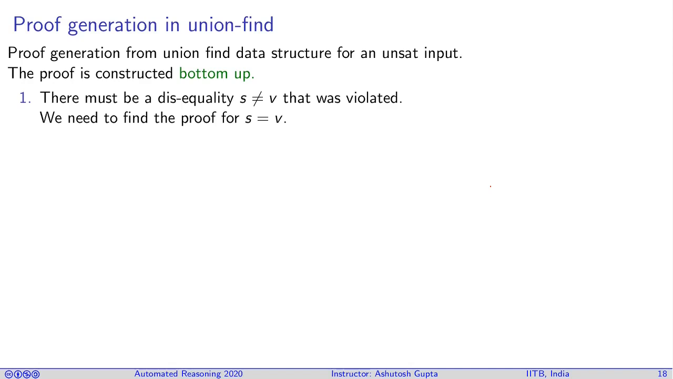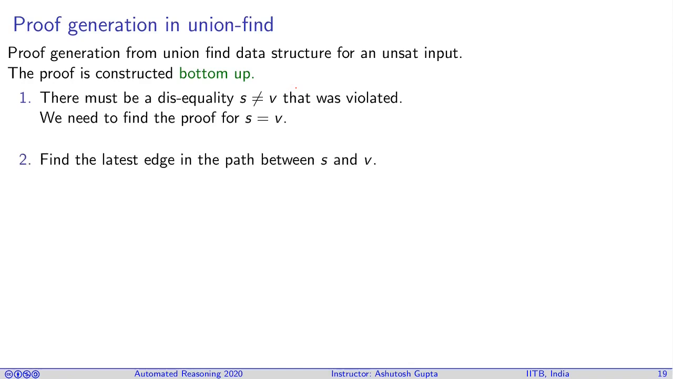First of all, there must be some disequality that was involved in producing the contradiction, right? That's how it happens. Things become equal and somebody says no, you cannot make them equal. So collect that disequality, that will be important. And some other set of equalities must be causing S equals V. Let's try to find those which cause S equals V. How do we find those?